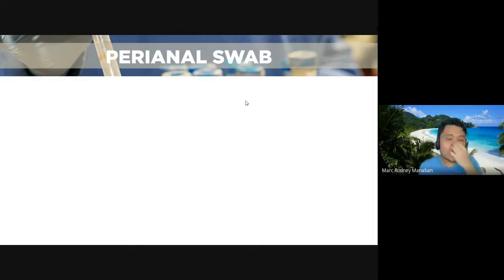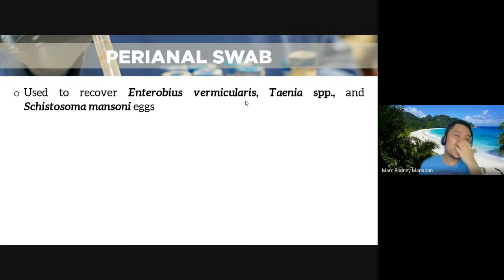Okay, so we'll continue now with the perianal swab, the next specimen. Perianal means around the anus, your anal fold. We all know that this is used to recover Enterobius vermicularis. But aside from Enterobius, you can also recover other parasites such as Taenia species and Schistosoma mansoni eggs. For the longest time I didn't know that Taenia or Schistosoma mansoni could also be recovered.